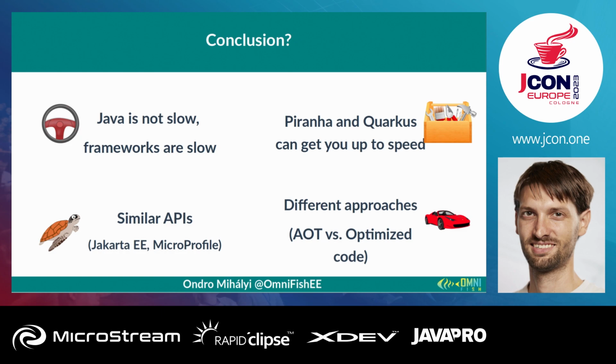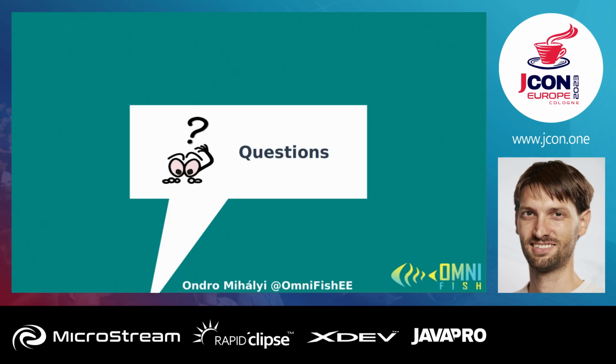But the general feeling is the same. If you know these APIs, you will be familiar with both frameworks. They just have different approaches. Quarkus uses ahead-of-time compilation and build-time optimizations, while Piranha tries to optimize the actual initialization of the framework at runtime. So that's it.